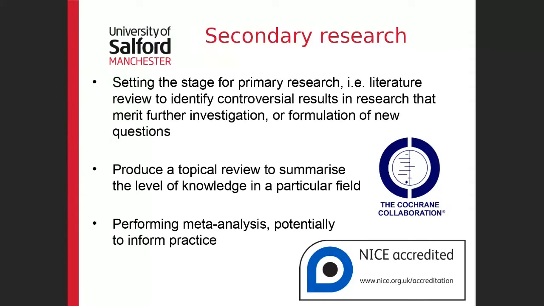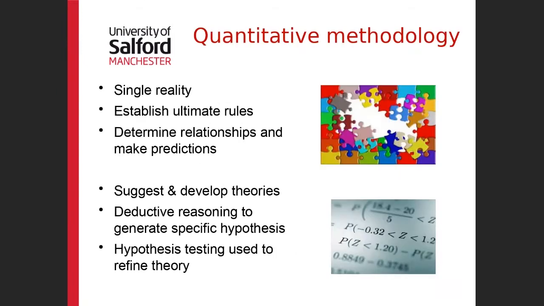You're probably all familiar with the Cochrane Library as well. So that's a database of reviews. And again, what people are doing there is reviewing all the primary research in a particular area to come up with some definite recommendations, guidelines, or some statement on the level of knowledge in a particular area. But as I said, what we're going to concentrate on today is not secondary research, but is primary research.